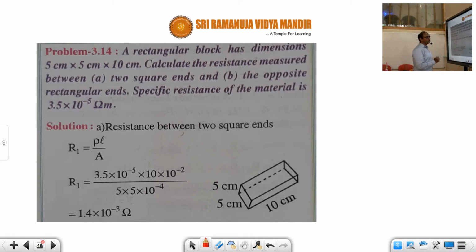Now look at the calculation. This is the textbook calculation. A rectangular block is there. You can see the diagram here.